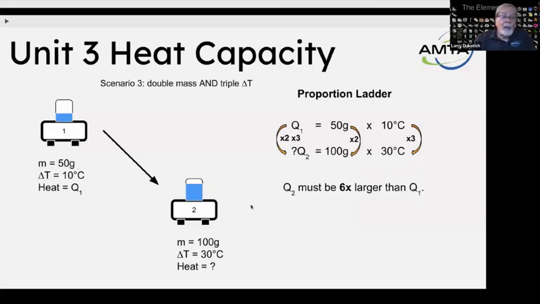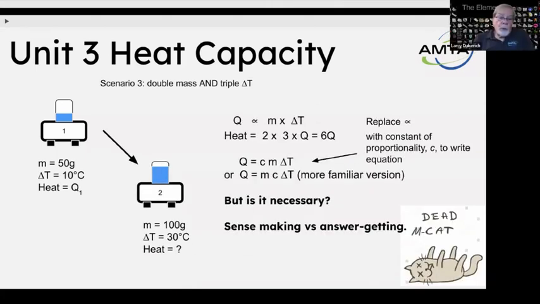If both mass and delta T are changed, 2 multipliers must be used. Q2 must be 6 times as great as Q1. So Q is proportional to the product of mass and delta T. We can replace the proportionality with an equal sign and a constant.